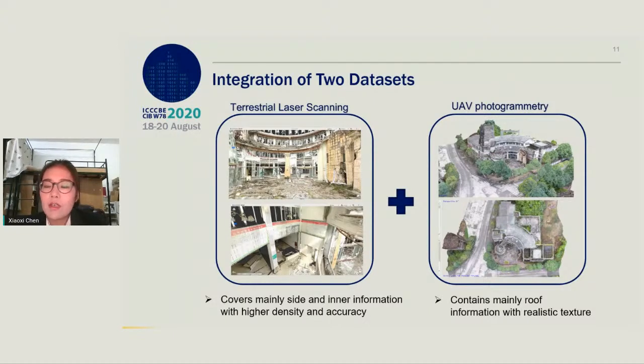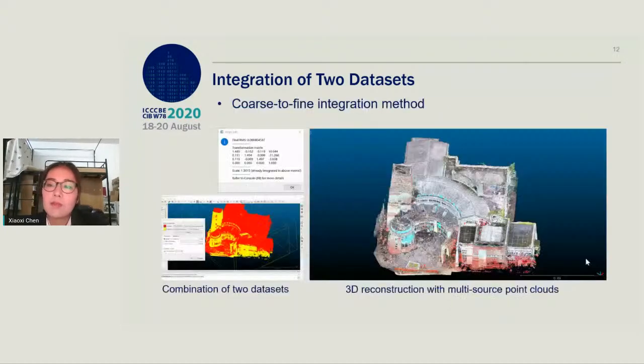However, both UAV photogrammetry and terrestrial laser scanning methods have their limitations. Terrestrial laser scanning covers mainly side and inner information with higher density and accuracy, and UAV photogrammetry contains mainly roof information with realistic texture. So we integrate these two methods to generate a complete and precise 3D geometric model.